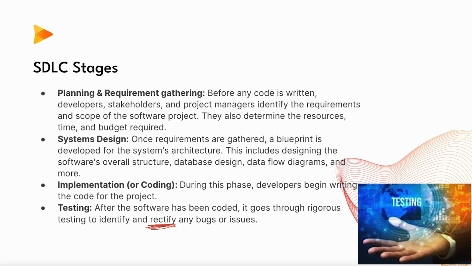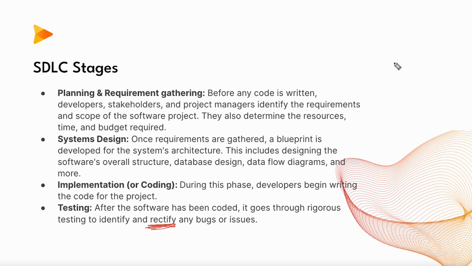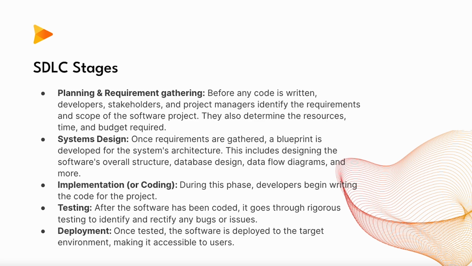And some companies may even bring external people, or maybe a few users. They may bring maybe 10 users, and they will ask these 10 users to test the application and give them some feedback. Then once they've tested the application and everything is fine, that's when it moves to the next stage of the software development lifecycle, which is the deployment phase, right? Here is where the application is deployed to the target environment, making it accessible to users.